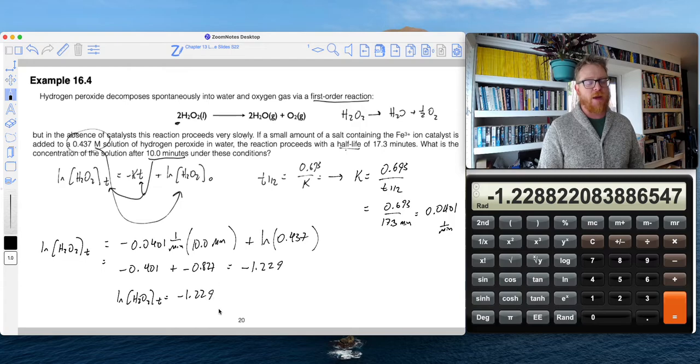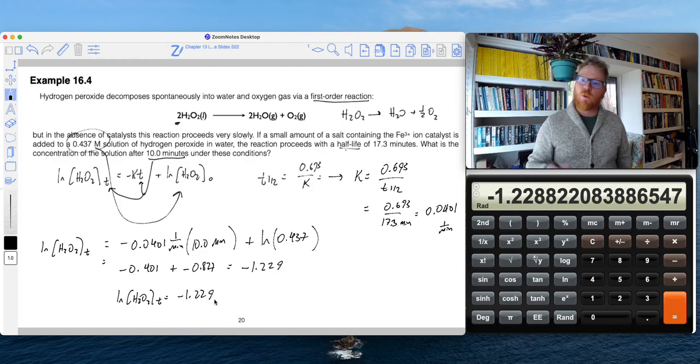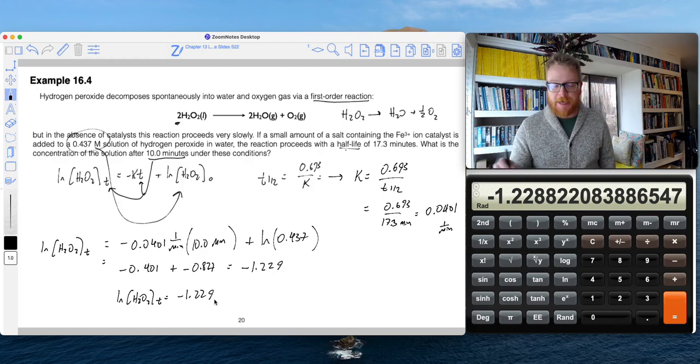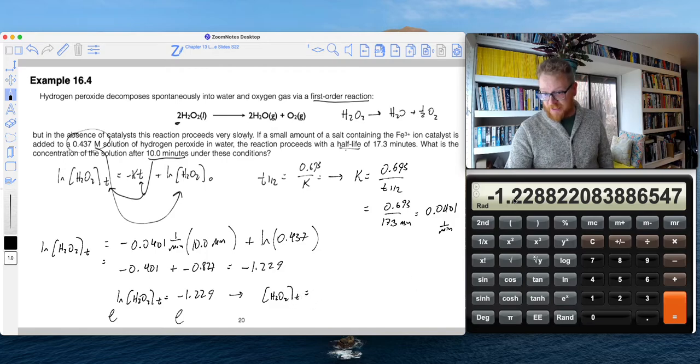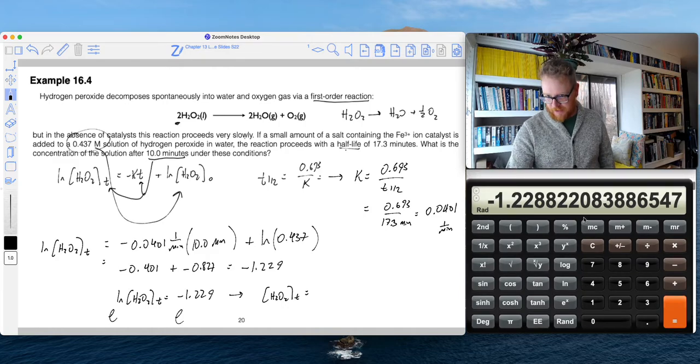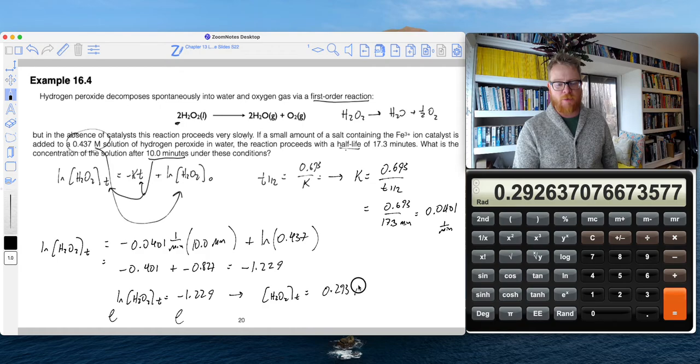And now we recognize here, finally, we've got natural log of H2O2 at time t equals negative 1.229. And this is very similar to what we did in pKa and pH calculations. When we wanted to cancel the log, we raised it to the power 10. But now we have natural log, so we need to raise it to the power e. So if I take e to both sides here, that e is going to cancel the natural log, and now that just becomes H2O2 at time t. And then I can just raise this to the power e, which on the scientific calculator, since I left this in here, I can now just press that button right there, and that gets me the right answer. Okay, so that's 0.293 molar.